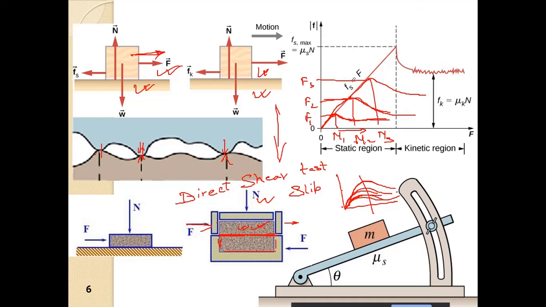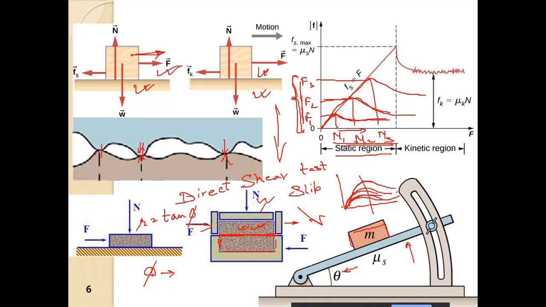The interparticle friction is what gives rise to the shear resistance of the soil, so the shear resistance of the soil is dependent on the normal force. Alternatively, if we place this mass on top here and increase the angle, at a particular angle it will slide down. In this case, mu is equal to tan phi, and the angle phi is called the angle of internal friction.